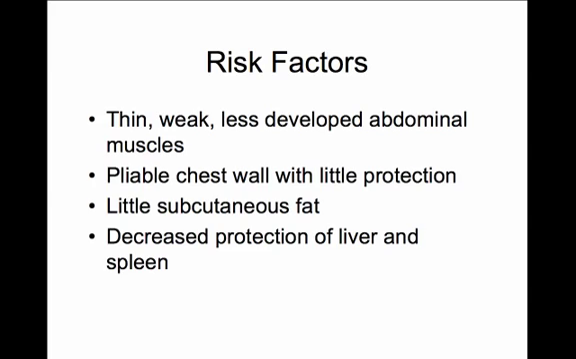The risk factors in children are that they have thin, weak, and less developed abdominal muscles. Their chest walls are very pliable, so the ribs will not serve to protect things like the liver very well. They have very little subcutaneous fat, and they have less protection of the liver and the spleen with fat, muscle, and bone structures that we develop over time.